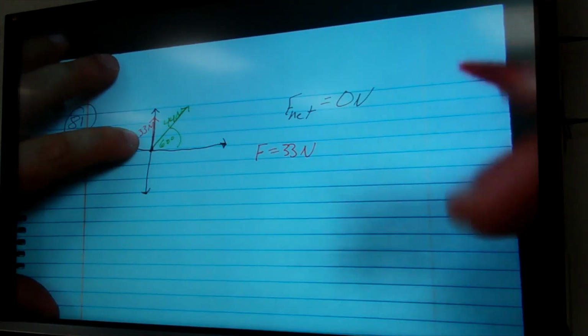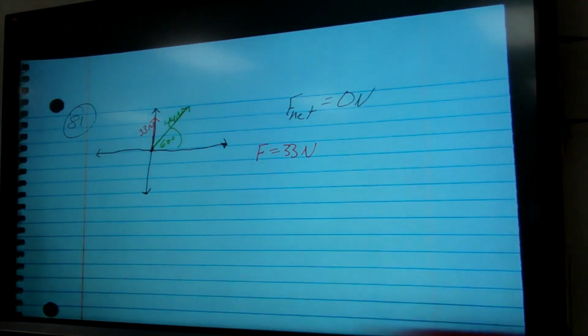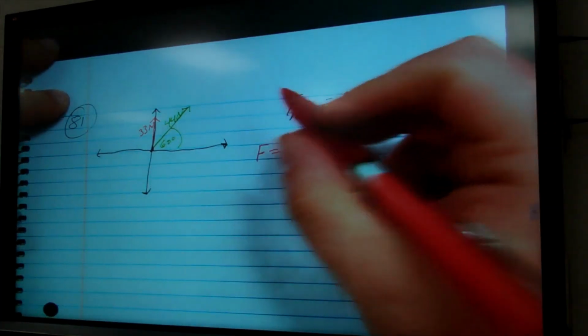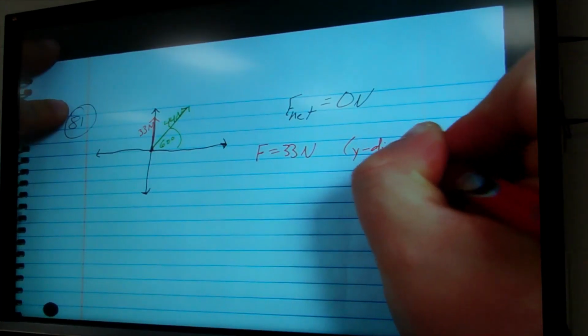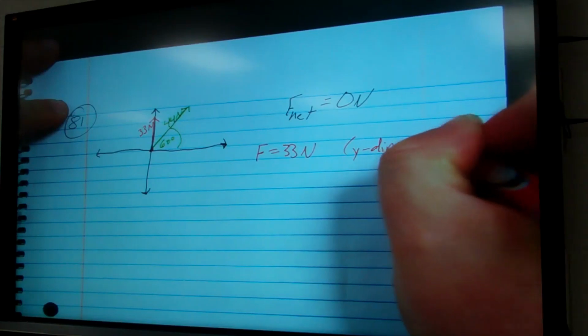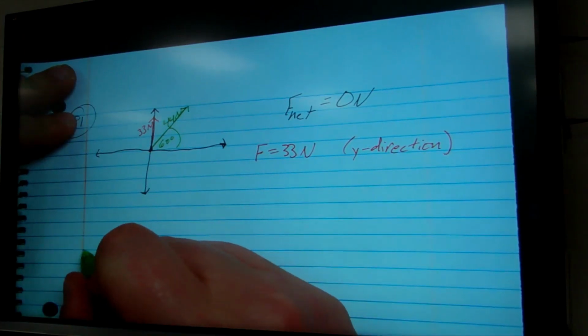Directly up. It's in the Y direction. So that means it's already set in the Y direction for us, so we don't have to worry about it. We don't have to do any trig to it because it sits on the y-axis. But our second force is where the fun comes in.